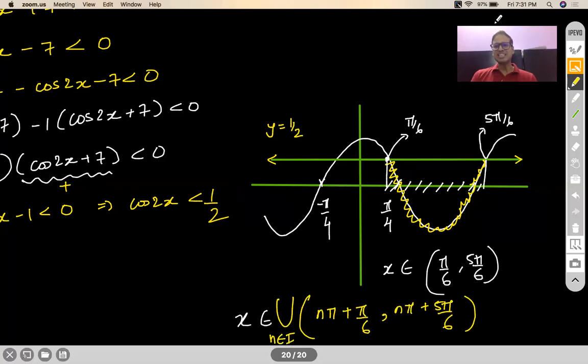Okay. So I think we have done enough in equations, more than enough. I'm not saying cos 5 pi by 6 is half. I'm saying cos 2x is half.